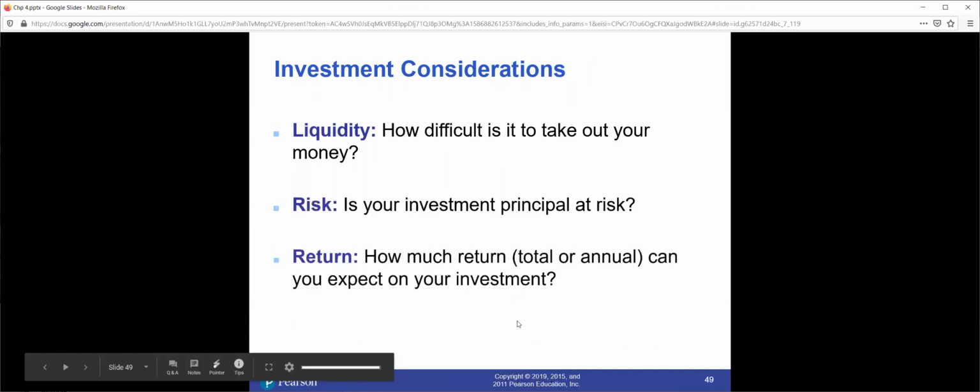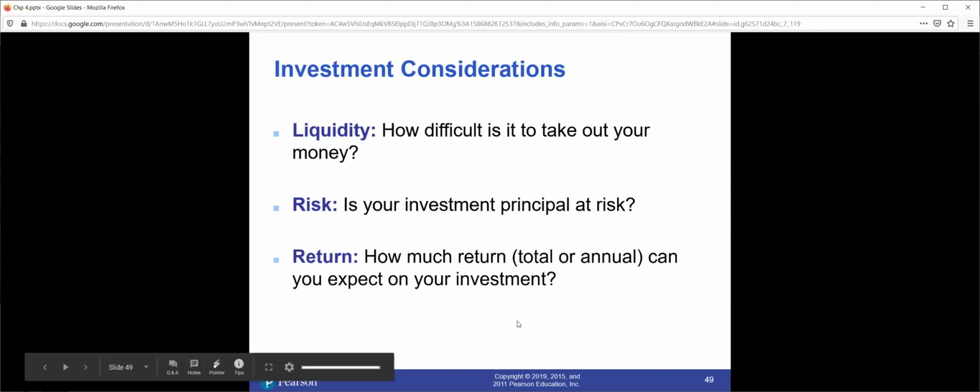So let's talk investment considerations. Liquidity is a word you hopefully have heard before. Liquidity is how difficult it is to take out your money. How liquid is that finance? If you want to sell your stock, how easy is it to sell? That would be the liquidity of the investment. The risk is, well, the risk, if you're going to make money or not. And the return is how much profit or technically how much loss you're going to have on your investment after the fact.